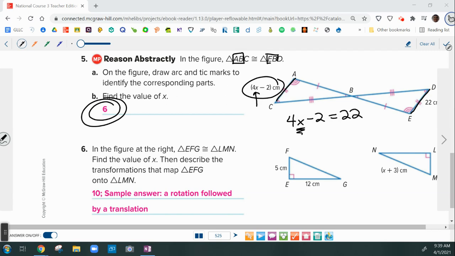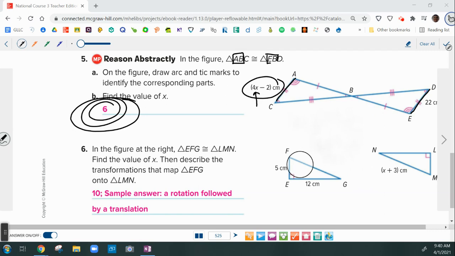Some of you just guess and check. What times 4 minus 2 will give you 22? Well, 5 times 4 is 20. No, that's not going to work. 6 times 4 is 24 minus 2. We could also do our quick maths here and get this, right? And then divide by 4, x equals 6. And that's where that came from right there.